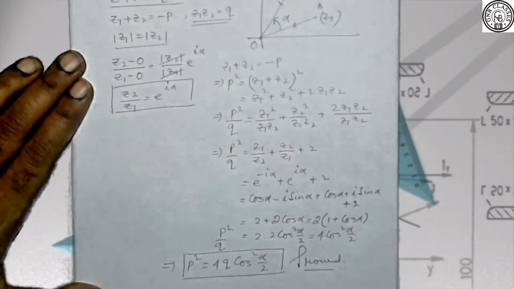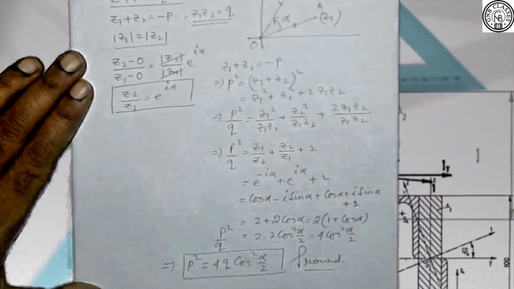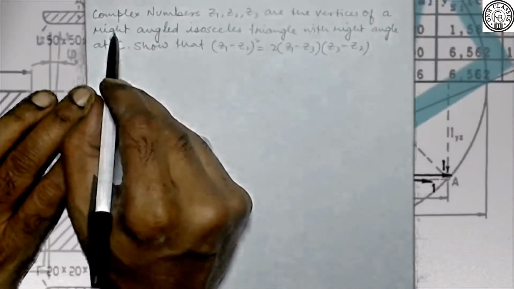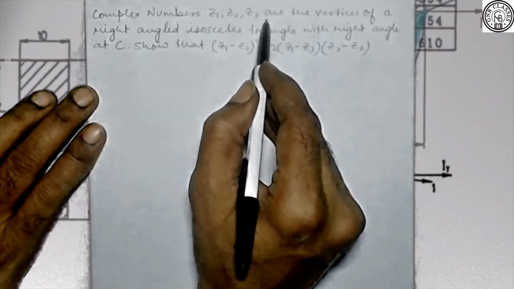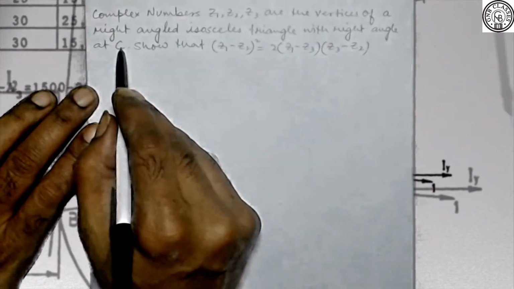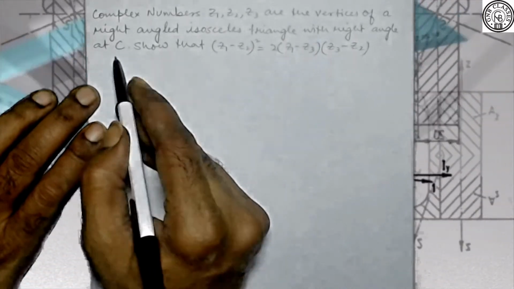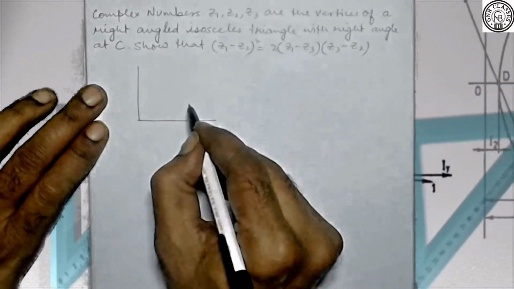Are you understanding the application of rotation theorem? Absolutely. Okay, let us take another problem. See this question. Complex numbers Z1, Z2, Z3 are the vertices of a right angle isosceles triangle with right angle at C. Right angle at C. Let me draw it.